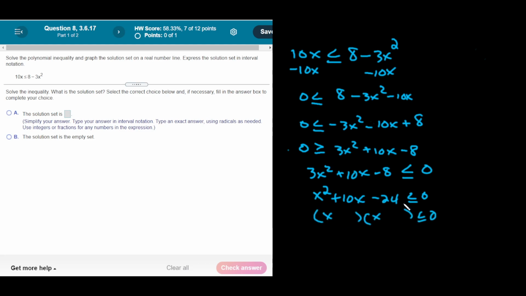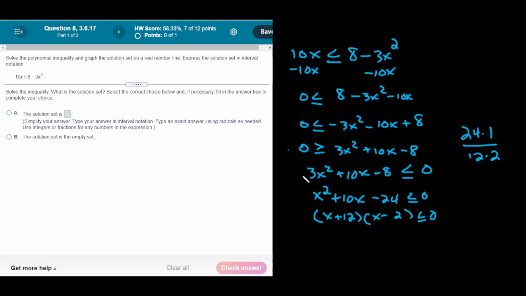X and X, factors of 24 that'll give you 10. Let's use the dot man method, divide by 2, multiply by 2. Got it, 12 and 2. Oh, it's going to be a positive and negative because your C term is negative. 12 and 2, bigger number takes the sign, so it's going to be the same sign as the middle. So that's 12 and that's 2.